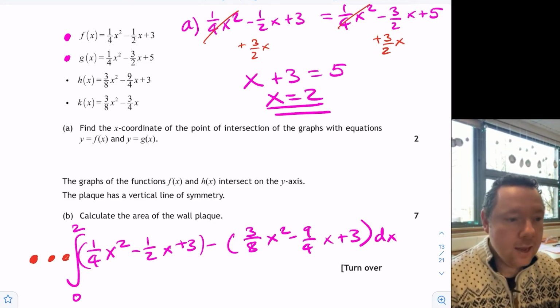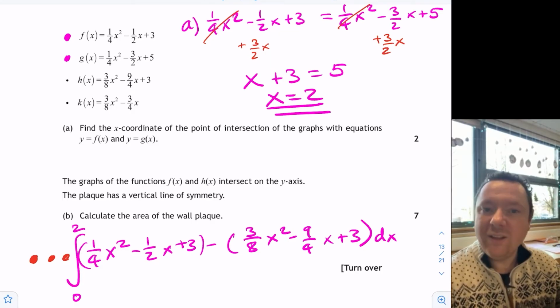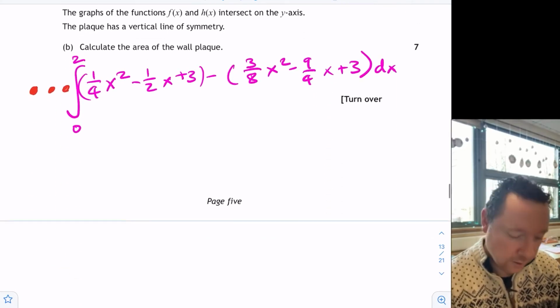It's not bad, that. And then we need to integrate it, and you actually only get 1 further mark for the integration. So all the tidying up you're going to do now, you're not going to get any marks for, but you still need to do it to be able to integrate. So let's tidy this up.